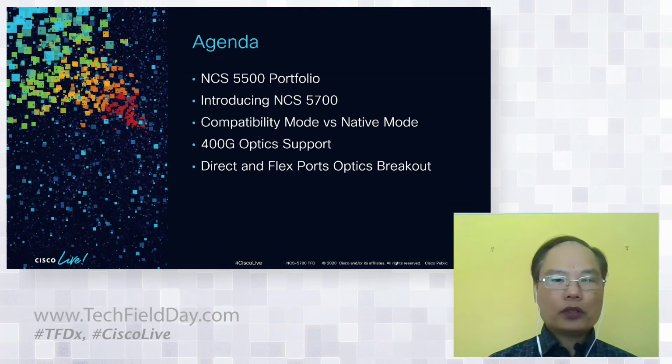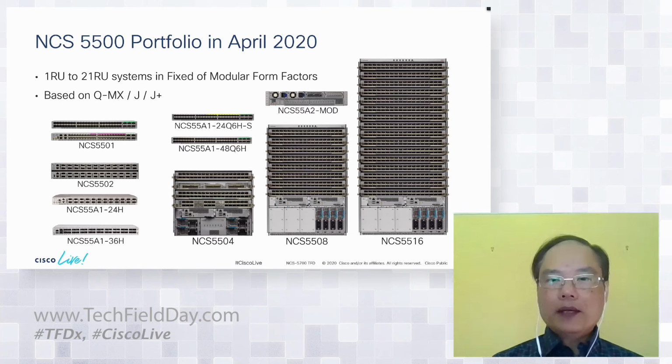Let's do a brief recap of NCS 5500. NCS 5500 was introduced more than 4 years ago and has a broad range of fixed and modular chassis form factors based on the Broadcom DNX family of NPU, from Qumran MX, Jericho, Jericho Plus, to the Jericho II, which we'll be introducing today.